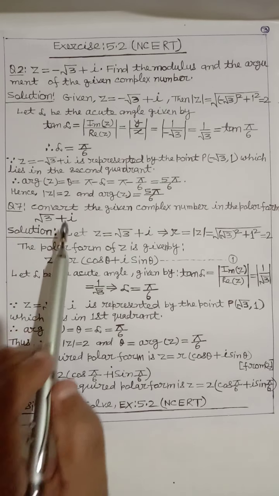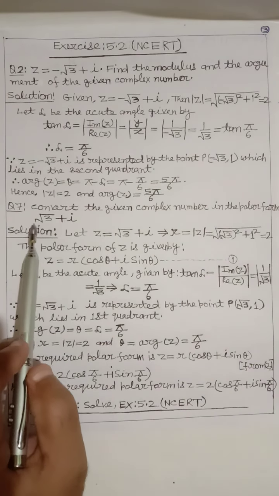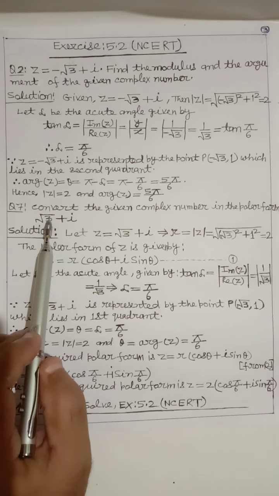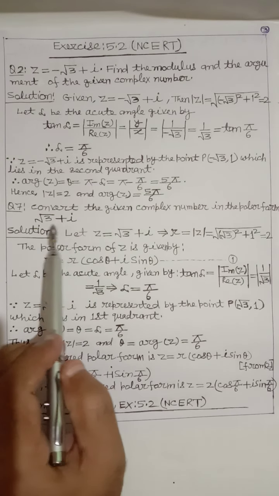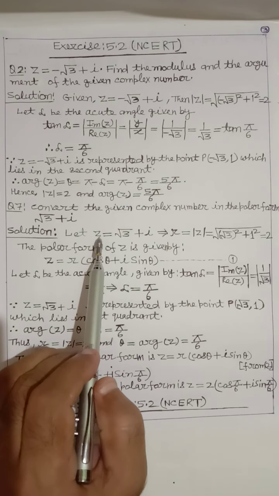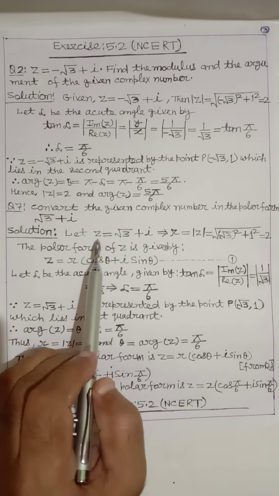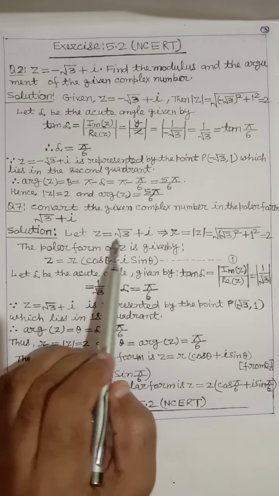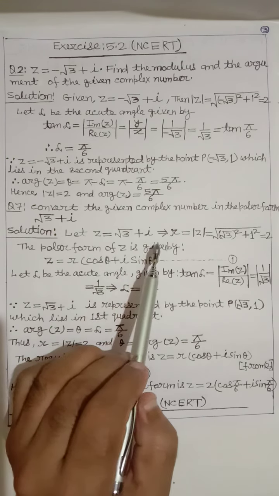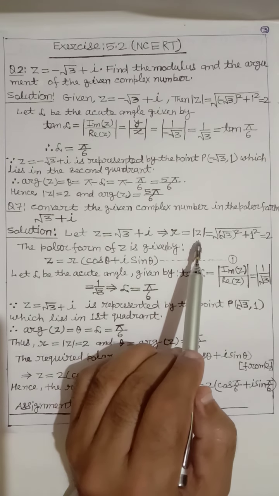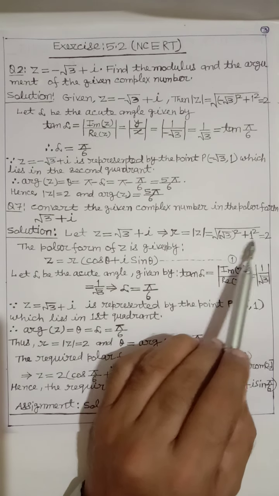Question number 7. Convert the given complex number into polar form, and the complex number is root 3 plus i. To find the solution, first suppose that the given complex number is root 3 plus i. Here, dear student, this is small z, and this is equal to root 3 plus i, and we can find the modulus of z, that is also equal to r, and this is equal to 2.